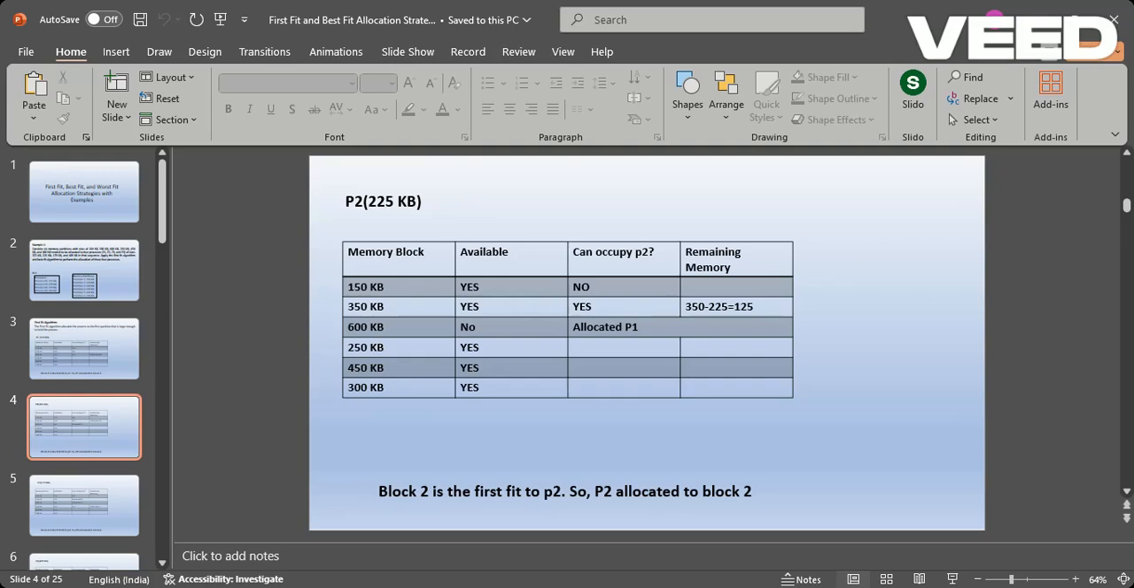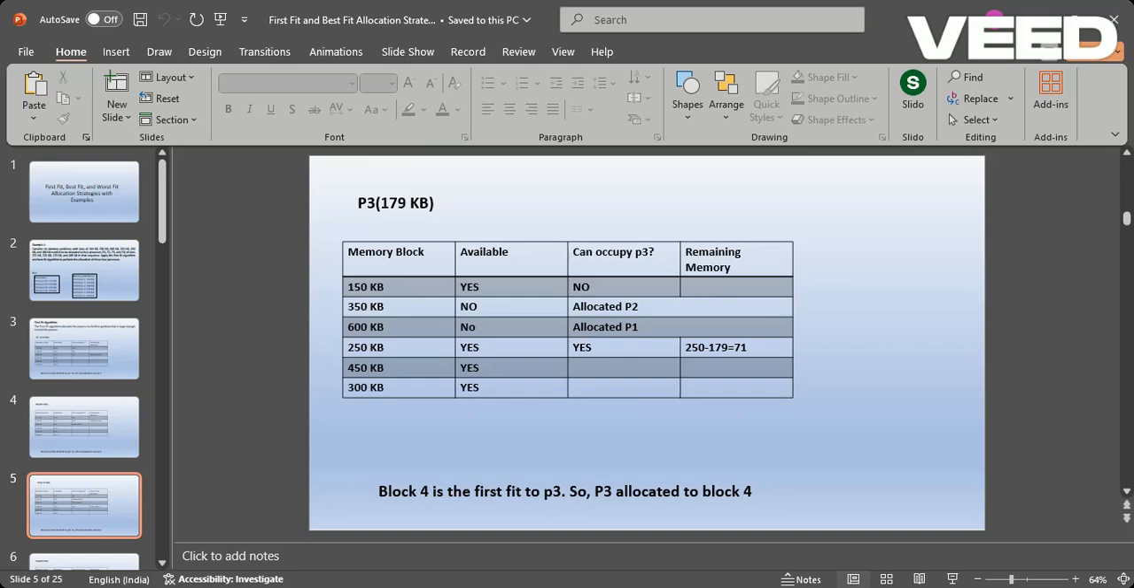P2 is allocated inside block 2. P1 is already allocated in the 600 KB block, and then the 350 KB block is allocated to P2. Then the P3 process has a size of 179 KB. From the start, we check the first memory block, 150 KB. It is not enough to store P3. The next blocks, 350 KB and 600 KB, are already allocated to P2 and P1, so the next free block is 250 KB only.